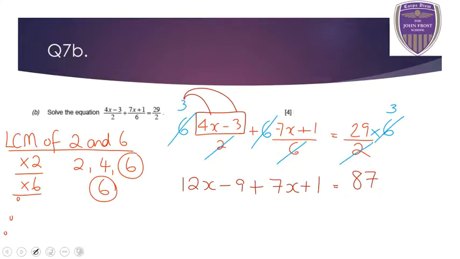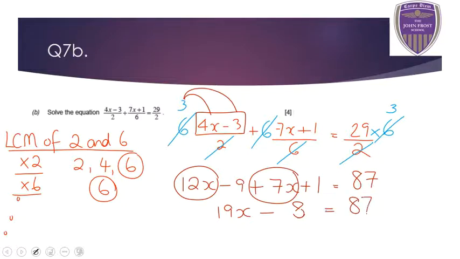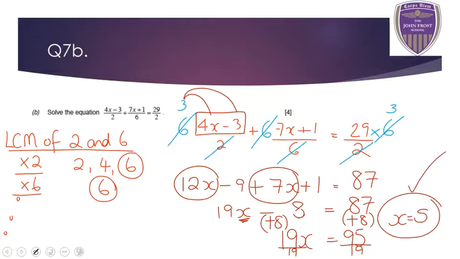So you're making it into a linear equation. The 12x and the 7x make 19x. Minus 9 plus 1 is minus 8. And that's equal to 87. So I'm trying to solve it to find x. I'm going to add 8 on both sides. So 19x is 95. To get x on its own, I'm going to divide by 19. So x is 5, which is the correct answer. So there's lots of different steps in that. I think it's well worth the 4 marks.